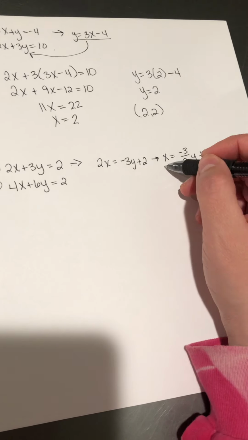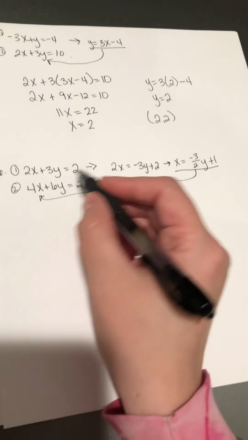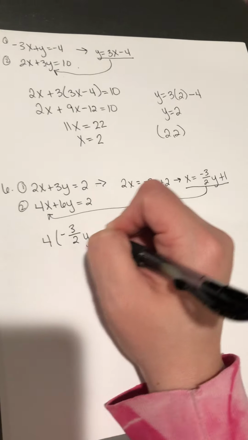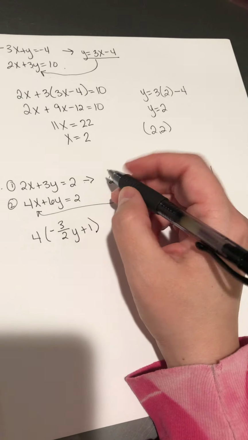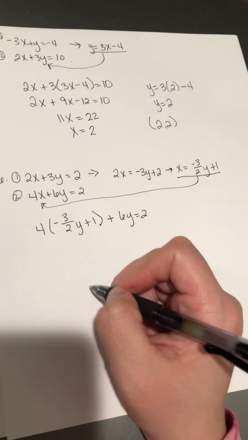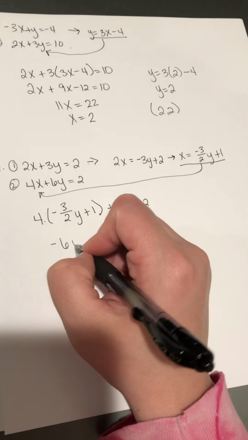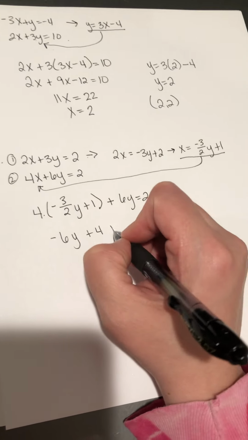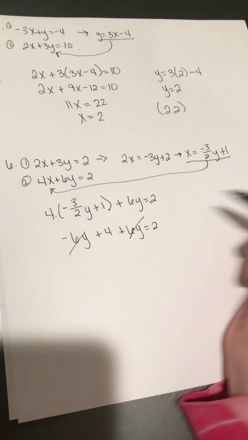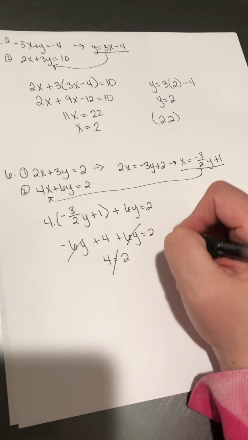Once I've solved for my variable, in this case x, I'm going to plug it into the other equation over here. So I've got 4 times x, which I just found to be negative 3/2 y plus 1, plus 6y is equal to 2. And solve. 4 times negative 3/2 is negative 6y. 4 times 1 is 4, so 4 plus 6y is equal to 2. And then you see negative 6y plus 6y cancels, and I'm left with 4 is equal to 2, which is not true. Therefore, there is no solution.